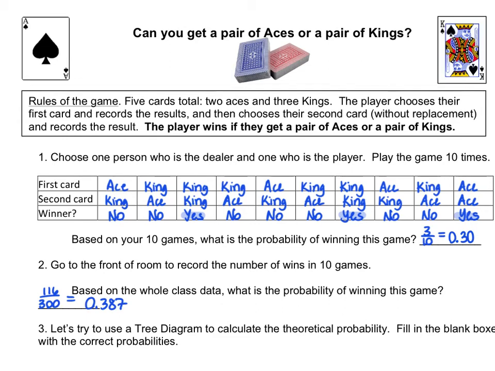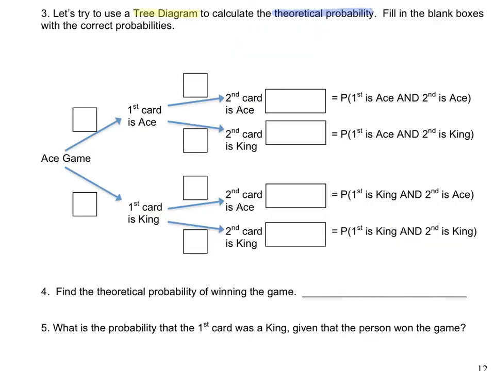Number 3 says, let's try to use a tree diagram to calculate the theoretical probability. So just a reminder, we started out with 2 aces and 3 kings. So when we draw the first card and we're trying to determine the probability that the first card is an ace, we know that there are 2 aces out of 5 cards in the game. And that means that the probability that the first card is a king is going to be 3 out of 5, because there are 3 kings out of the 5 cards.